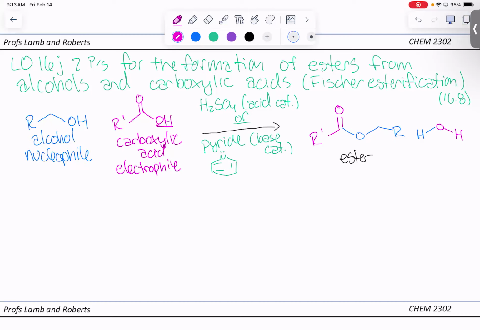All right. So, another thing that I want to note here is that this reaction, when we think about it specifically with H2SO4, is actually a reaction that requires equilibrium arrows. So, actually, we're going to draw this to have equilibrium arrows. All right. So, this reaction is reversible.